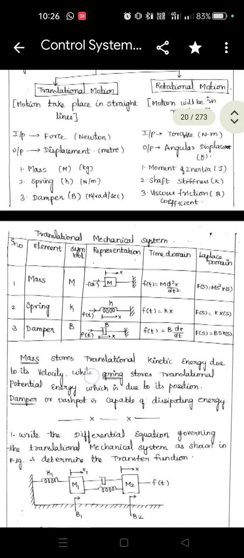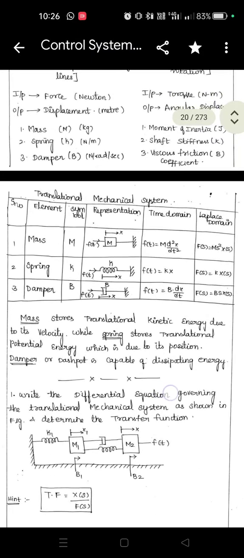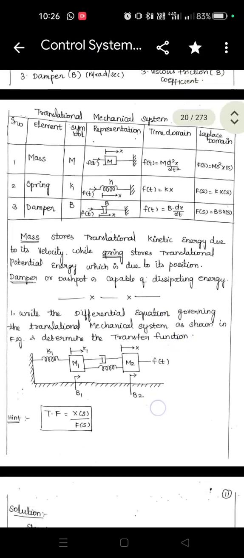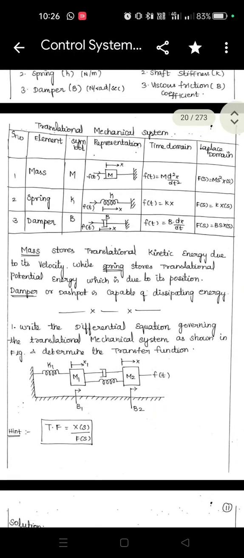In rotational motion, spring and dashpot are common and mass can be replaced with moment of inertia. The spring is denoted as K. Here the spring is also called shaft stiffness K and the damper or dashpot is also called viscous friction coefficient B. Okay. So these are your translational mechanical system elements with time domain and Laplace domain formulas.